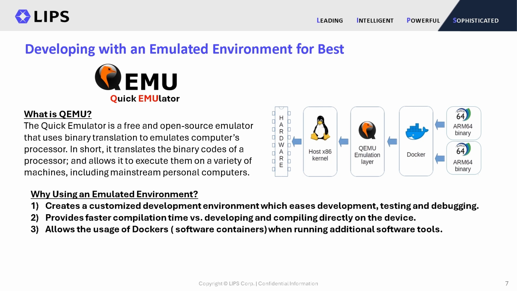We encourage developing with an emulated environment in QEMU for best results. The Quick Emulator is a free and open-source emulator that uses binary translation to emulate a computer's processor. In short, it translates the binary codes of a processor and allows it to execute them on a variety of machines, including mainstream personal computers. And using an emulated environment creates a customized development environment which eases development, testing, and debugging, provides faster compilation time versus developing and compiling directly on the device, and allows the usage of Docker software containers when running additional software tools.